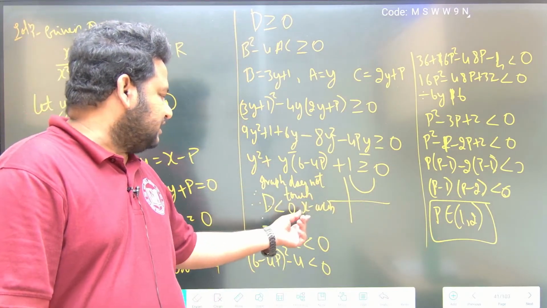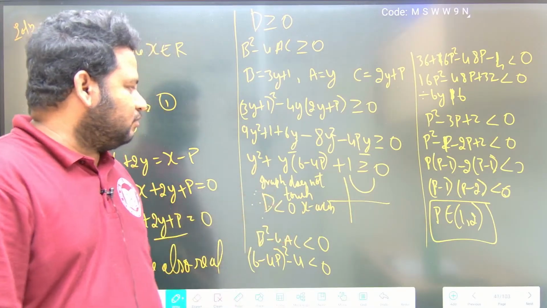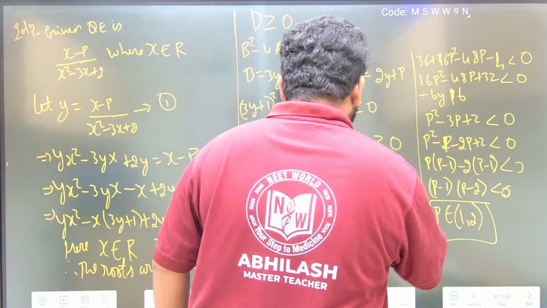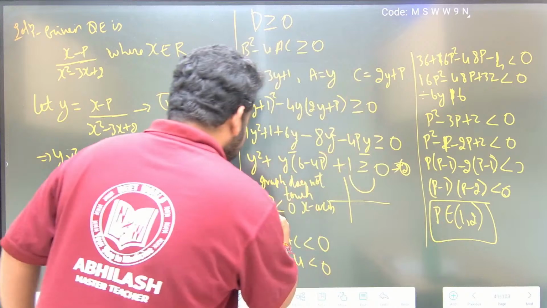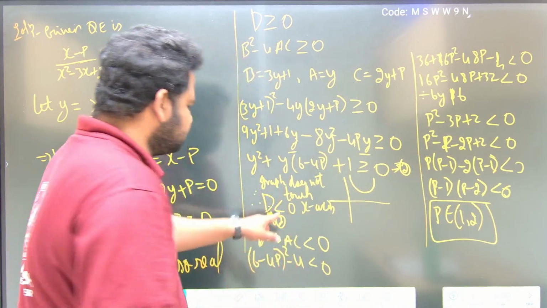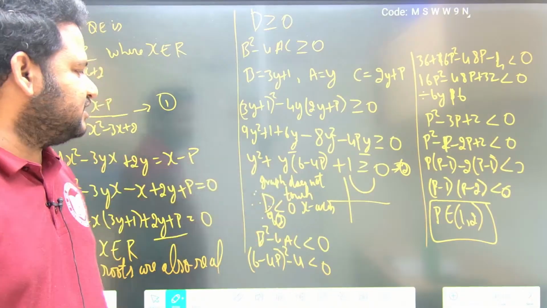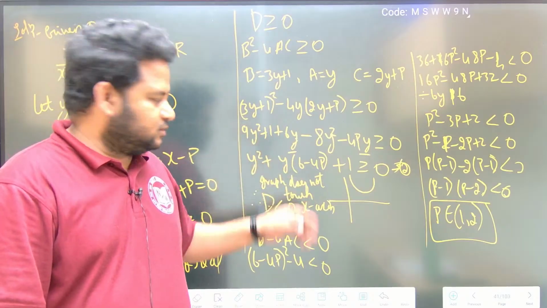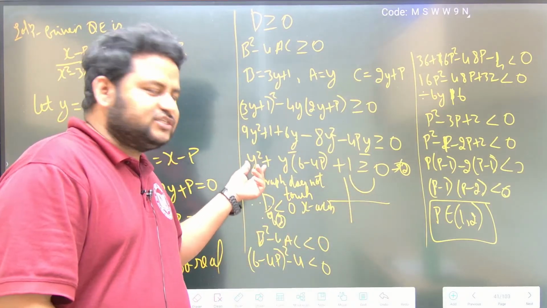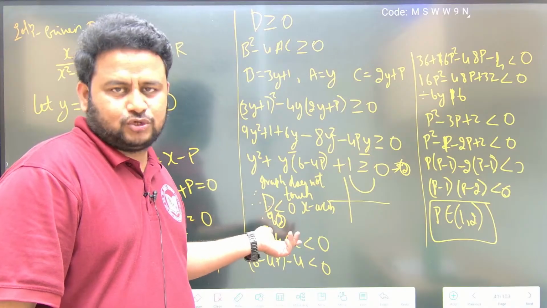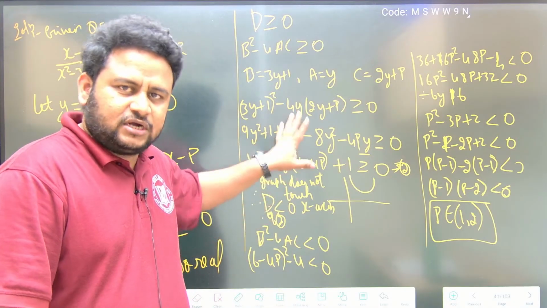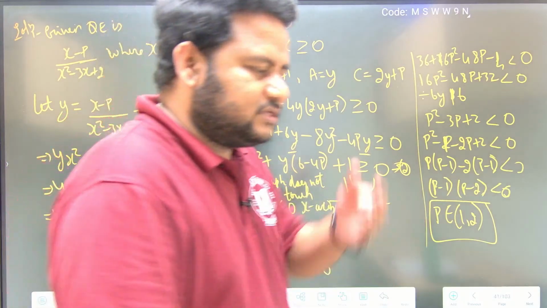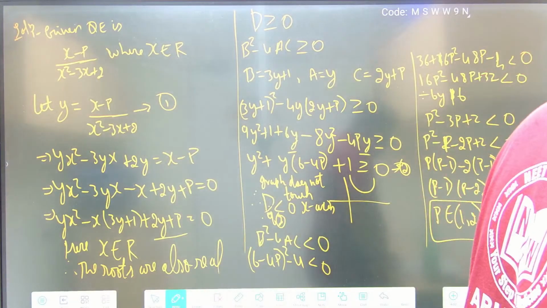Graph does not touch the x axis, therefore the discriminant is less than 0 here. So the discriminant of this equation 2 is less than 0. The graph does not touch the x axis, it is above it, because we are talking about x. So the equation in y will have discriminant less than 0. Got it? So p belongs to 1 comma 2 is the bound of p.